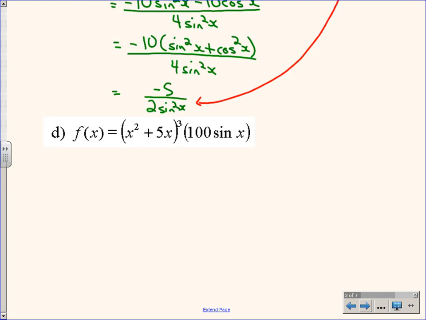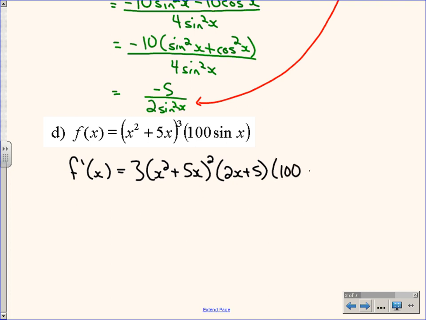Okay. And last one for this slide. I think we're still okay here. Derivative of this is now combining a polynomial with a sinusoidal aspect. But it's still a product rule, right? The derivative of the first, we're using the chain rule. And again, remember, we're going to need this in a minute. That's the derivative of the outside times the derivative of the inside. So that's the derivative of the first times the second.